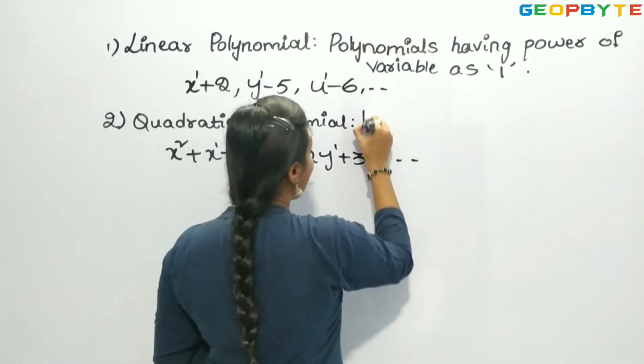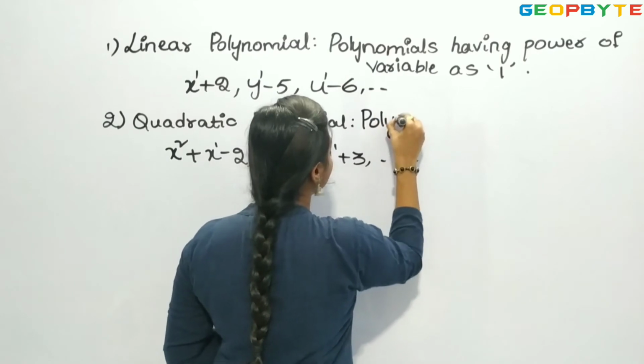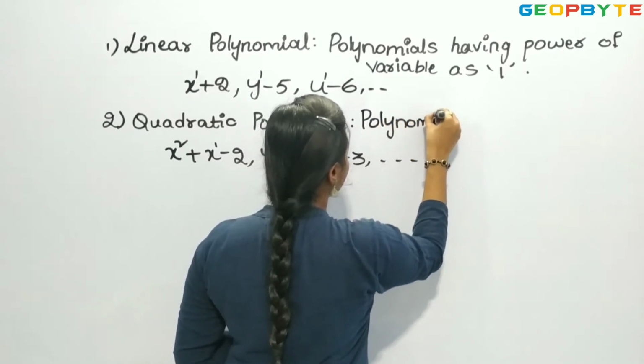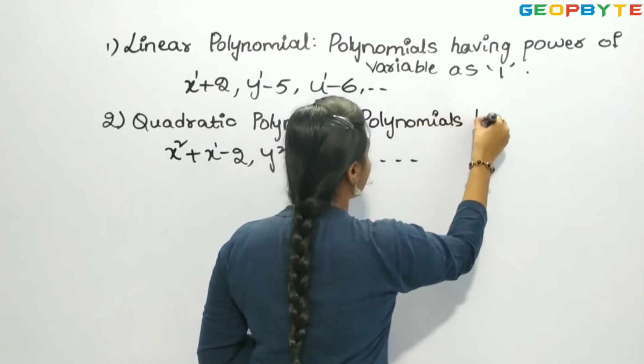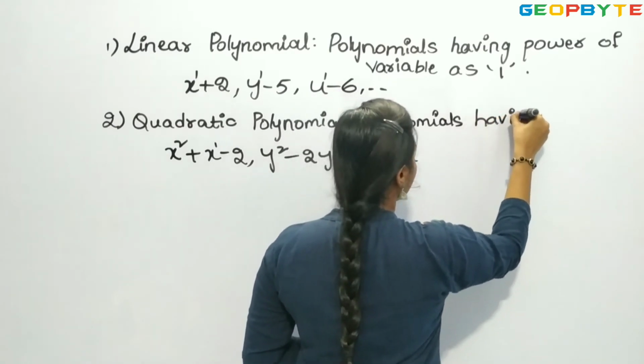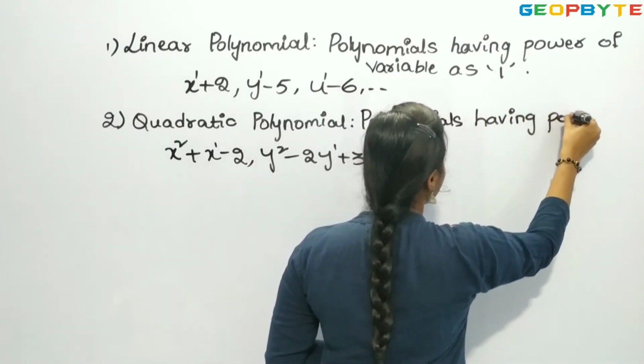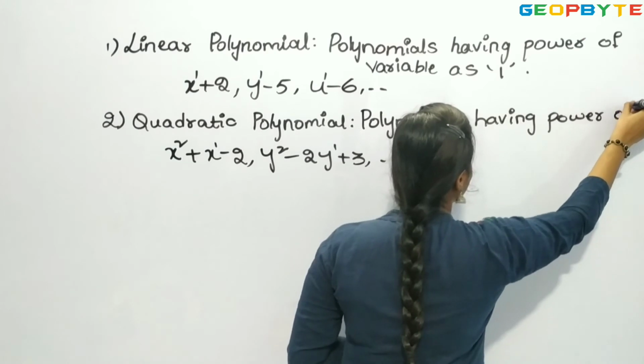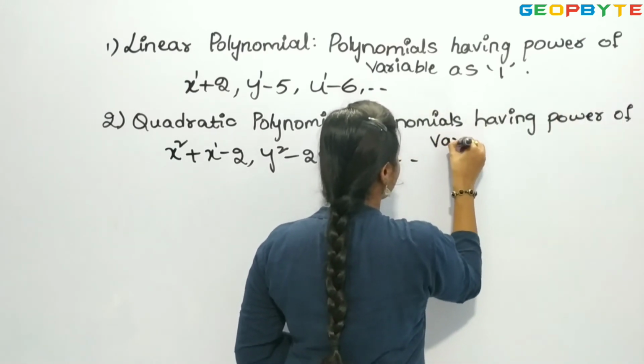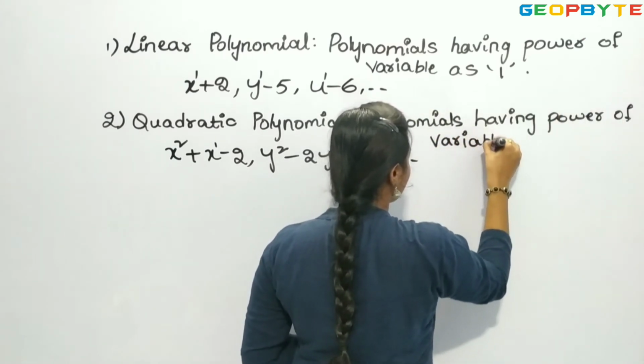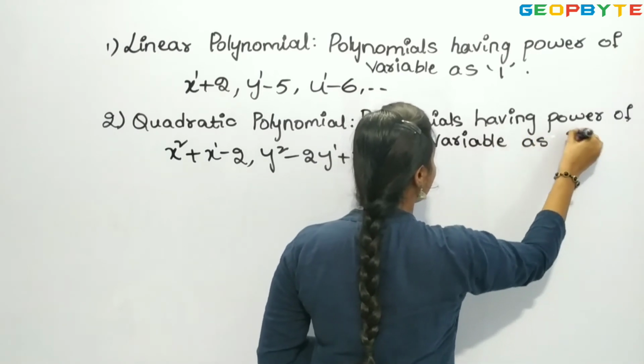Let us write: polynomials having power of variable as 2.